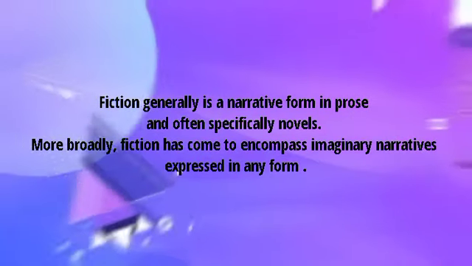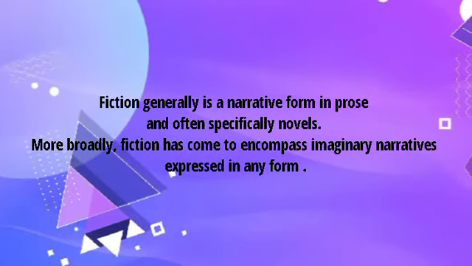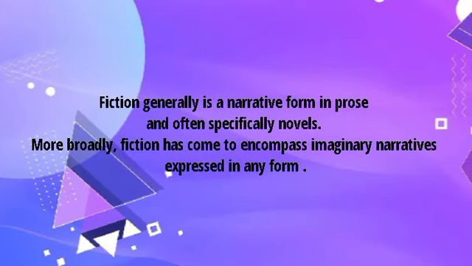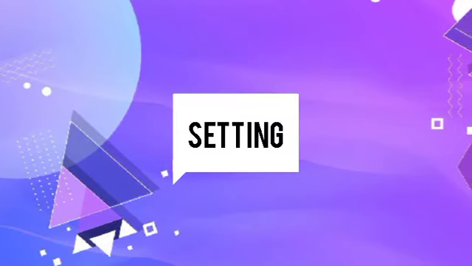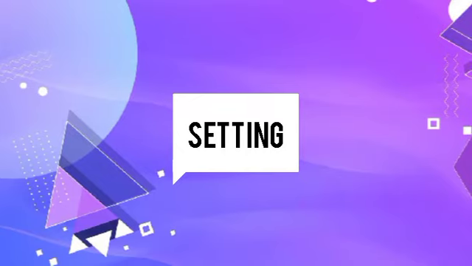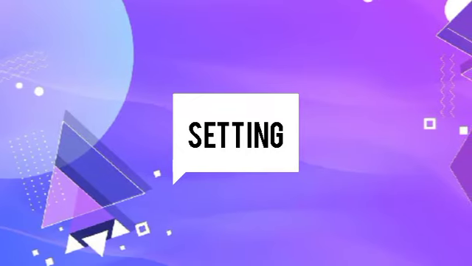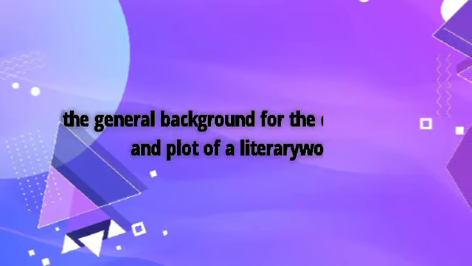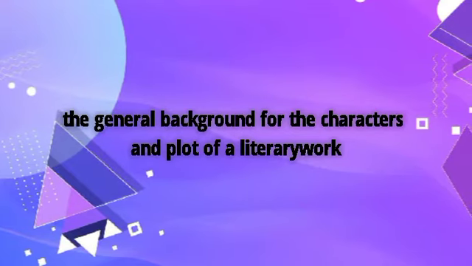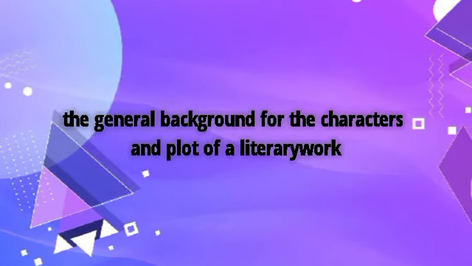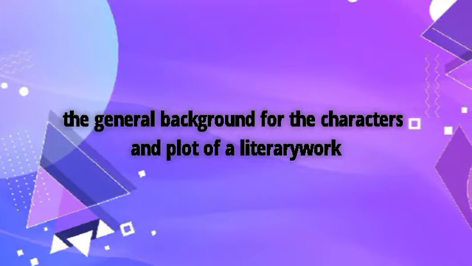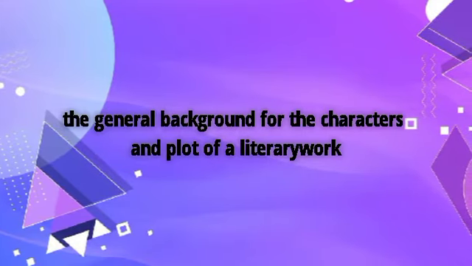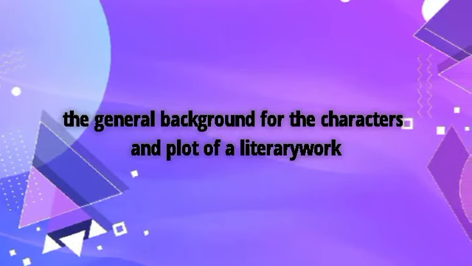In this material, there are 6 elements of fiction. Firstly, it is setting. Setting is the combination of place and historical time, and it provides the general background for the character and the plot of the literary work. In the setting, there are several aspects of the story.